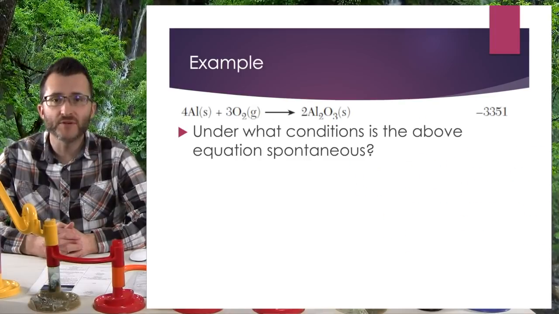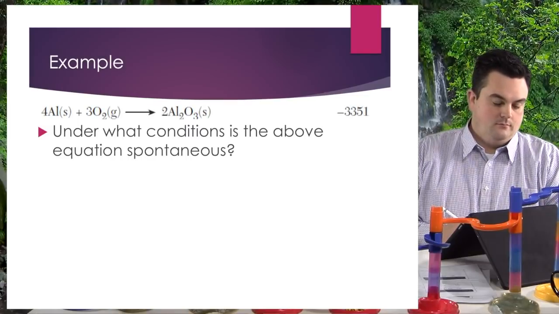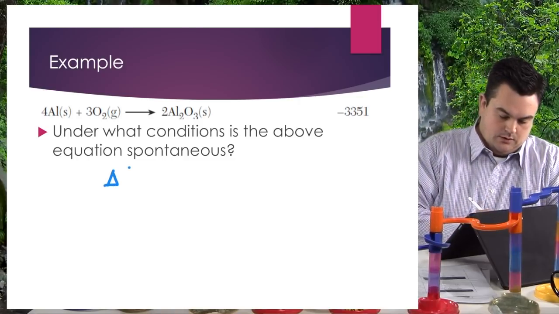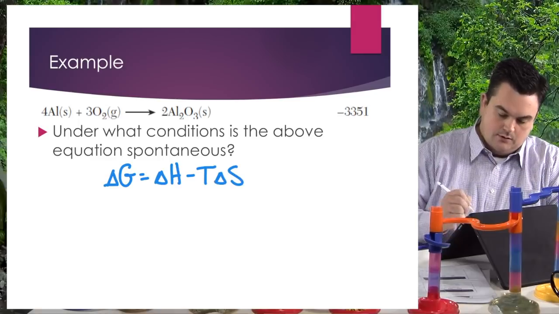Okay, we're going to do an example of applying the Gibbs free energy equation. Are you ready? I am. All right. So it says, under what conditions is the above equation spontaneous? Let's write the Gibbs free energy equation first. Okay. Delta G equals delta H minus T delta S.